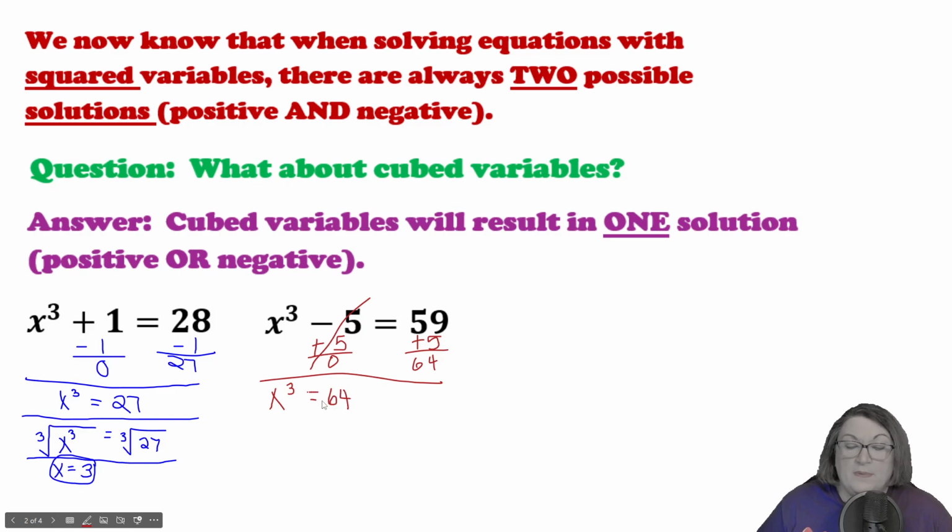And so the final step is the same as the first one we did, and that is to take the cube root of both sides. So we're going to do that: the cube root of x to the 3rd power.